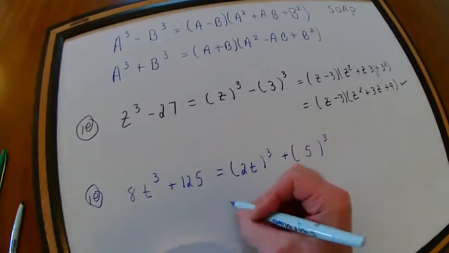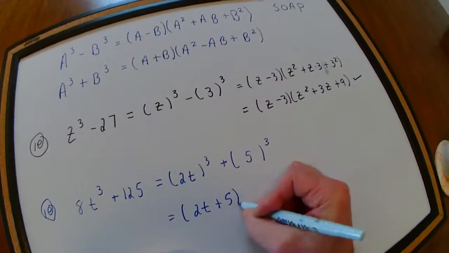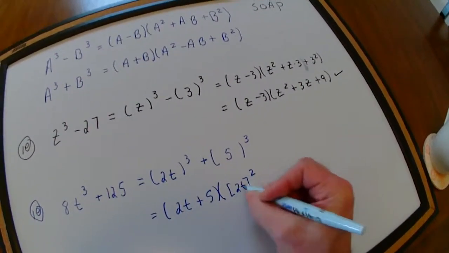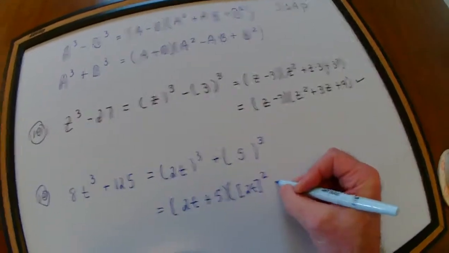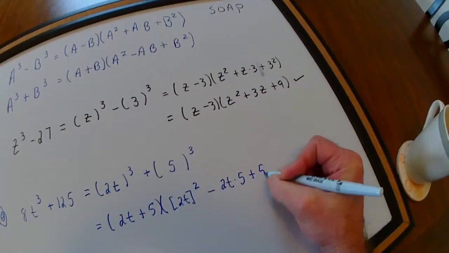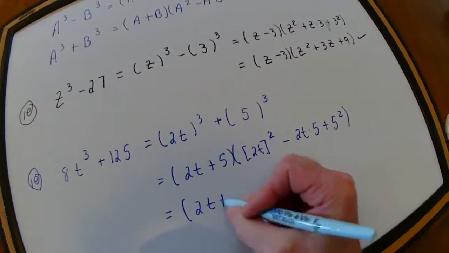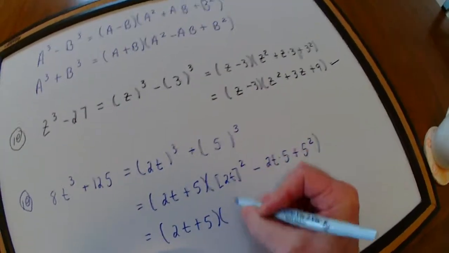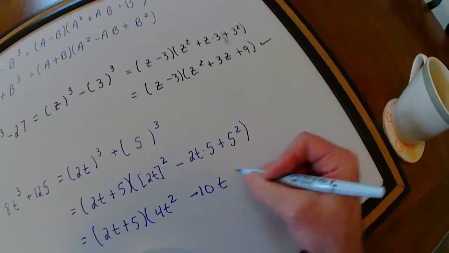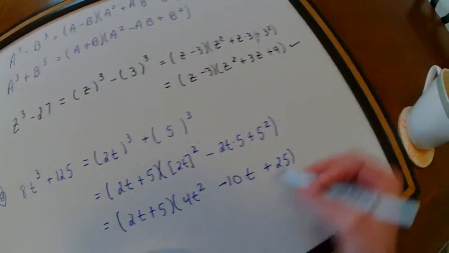So this is our a and this is our b. So it'll be a plus b times a squared. Notice how I use parentheses. Make sure you square the whole thing. Minus a times b plus b squared. Okay, and so now we'll simplify this somewhat. So this is 2t plus 5. 2t squared is 4t squared. 2 times 5 is 10, minus 10t plus 25. And once again, this quadratic here won't factor, so this is the end.